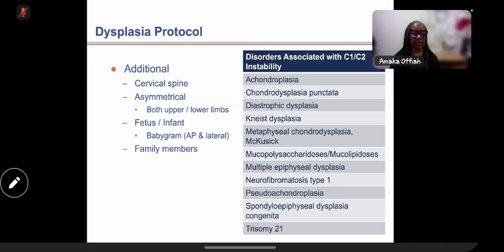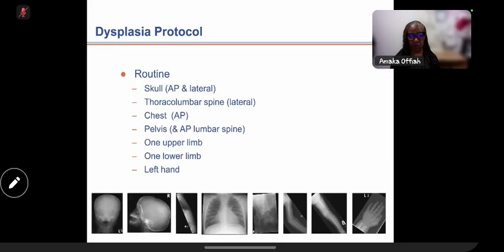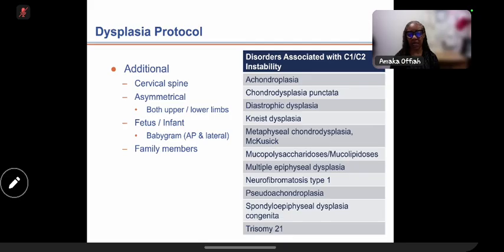Now then, there are some conditions where you may want to do additional views. You notice that in the routine dysplasia protocol here, we talked about the thoracolumbar spine lateral, not the cervical spine. But you may want to do the cervical spine, and this table, in alphabetical order, lists some conditions that are associated with C1, C2 instability. And when you are considering those conditions, that may be the time to do a dedicated cervical spine view.